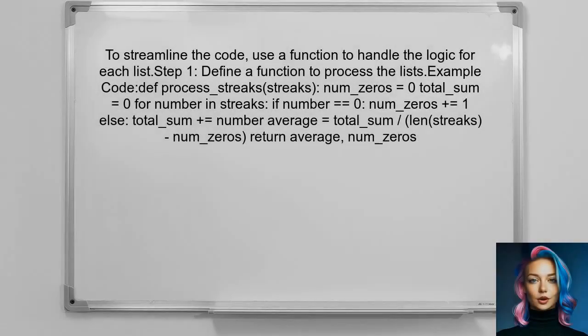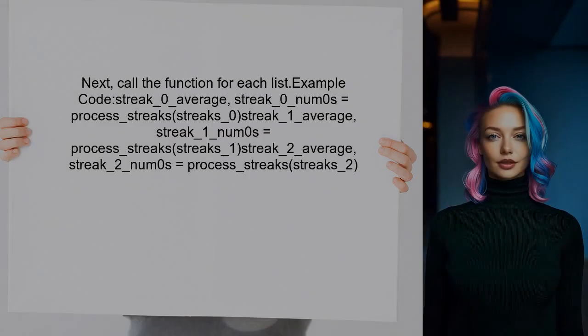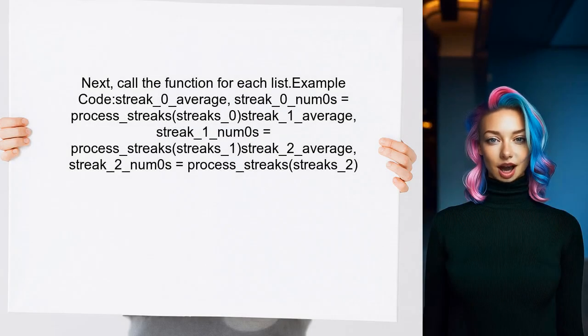To streamline the user's code, we can use a function to handle the logic for each list. This will help reduce repetition and make the code cleaner. Next, the user can call this function for each of the 3 lists. This will allow them to calculate the averages and count the zeros without repeating the code.